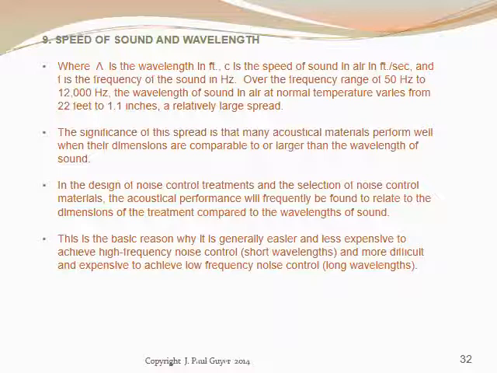At room temperature, a 10 feet long dissipative muffler is about 9 wavelengths long for sound at 1000 Hz and is therefore quite effective, but is only about 0.4 wavelengths long at 50 Hz and is therefore not very effective. At an elevated exhaust temperature of 1000 degrees Fahrenheit, the wavelength of sound is about 2/3 greater than at room temperature, so the length of a corresponding muffler should be about 2/3 longer in order to be as effective as one at room temperature. In the design of noise control treatments and the selection of noise control materials, the acoustical performance will frequently be found to relate to the dimensions of the treatment compared to the wavelengths of sound. This is the basic reason why it is generally easier and less expensive to achieve high-frequency noise control, short wavelengths, and more difficult and expensive to achieve low-frequency noise control, long wavelengths.